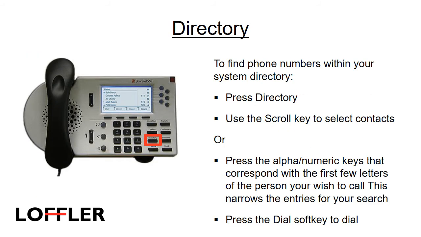To find phone numbers within your system directory, press the Directory button. Use the scroll key to select contacts, or press the alphanumeric keys that correspond with the first few letters of a person you wish to call. This narrows the entries for your search. Press the Dial soft key to dial.